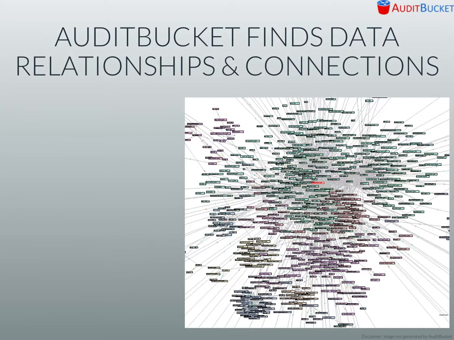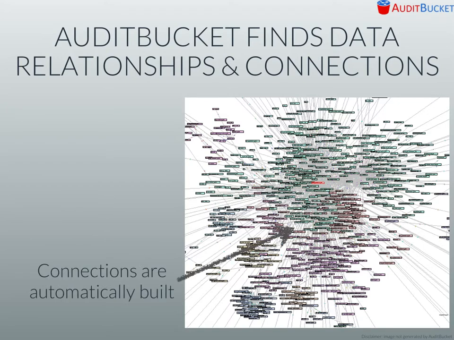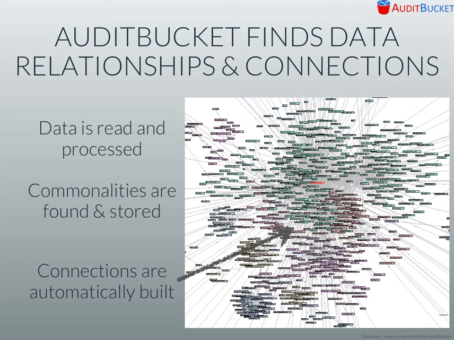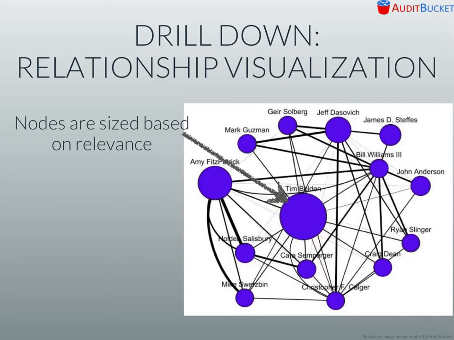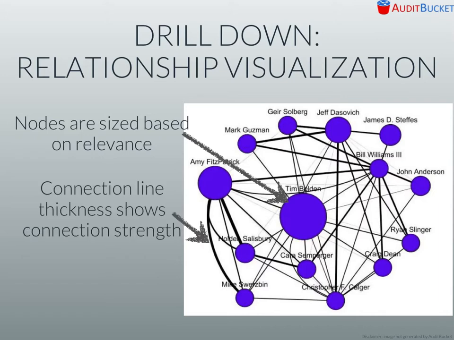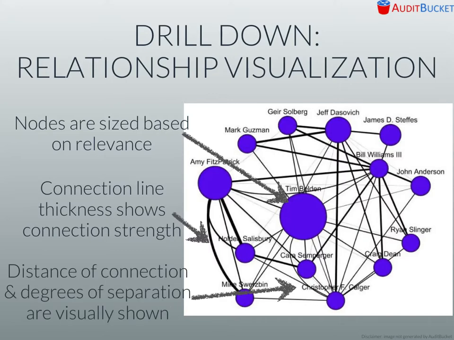Graph databases help you see relationships and connections between the data. These connections are automatically built and stored, and they can be based on any commonalities found within the data sets. So if we drill down on a relationship and we look at the data nodes here, what we see is that nodes are sized based on their relevance within the data set. The connection thickness shows the strength between two nodes, and the distance and the degrees of separation are evident, just like a social graph or connections on LinkedIn or Facebook.